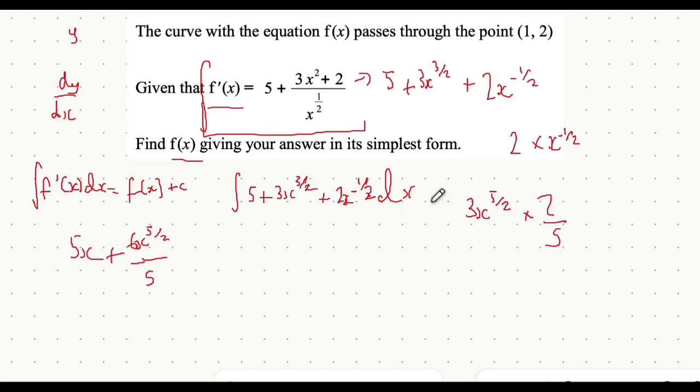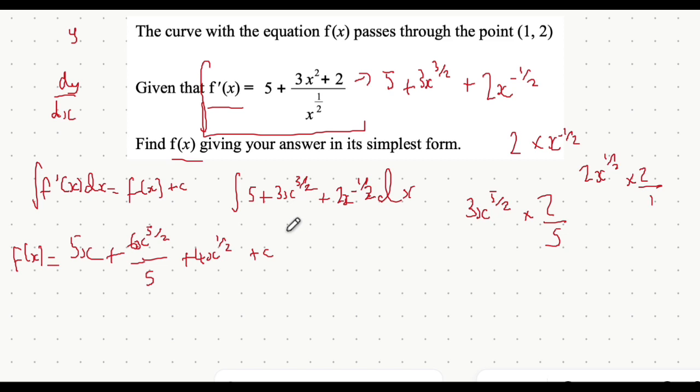Applying the same thing to this third term, minus a half plus 1 is a half. 2x to the power of a half divided by a half is the same as multiplying by 2 over 1, using that same logic. And that will give you 4x to the power of a half. So that's what f(x) is equal to, but you do also have to remember there's a plus c at the end. We know how to find the value of that plus c.